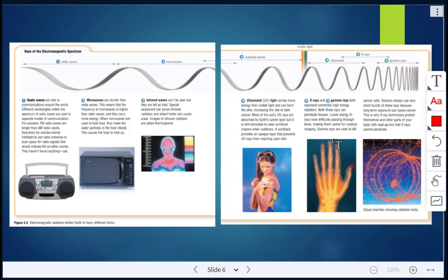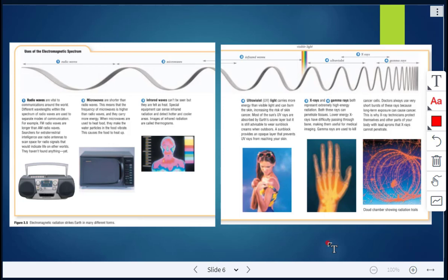Next are X-rays. X-rays are extremely high energy radiation. It can penetrate through our tissues. So X-rays, we can get an image of bones as shown here. So medical imaging and so on. And then gamma rays are important because then they can be used to kill cancer cells.